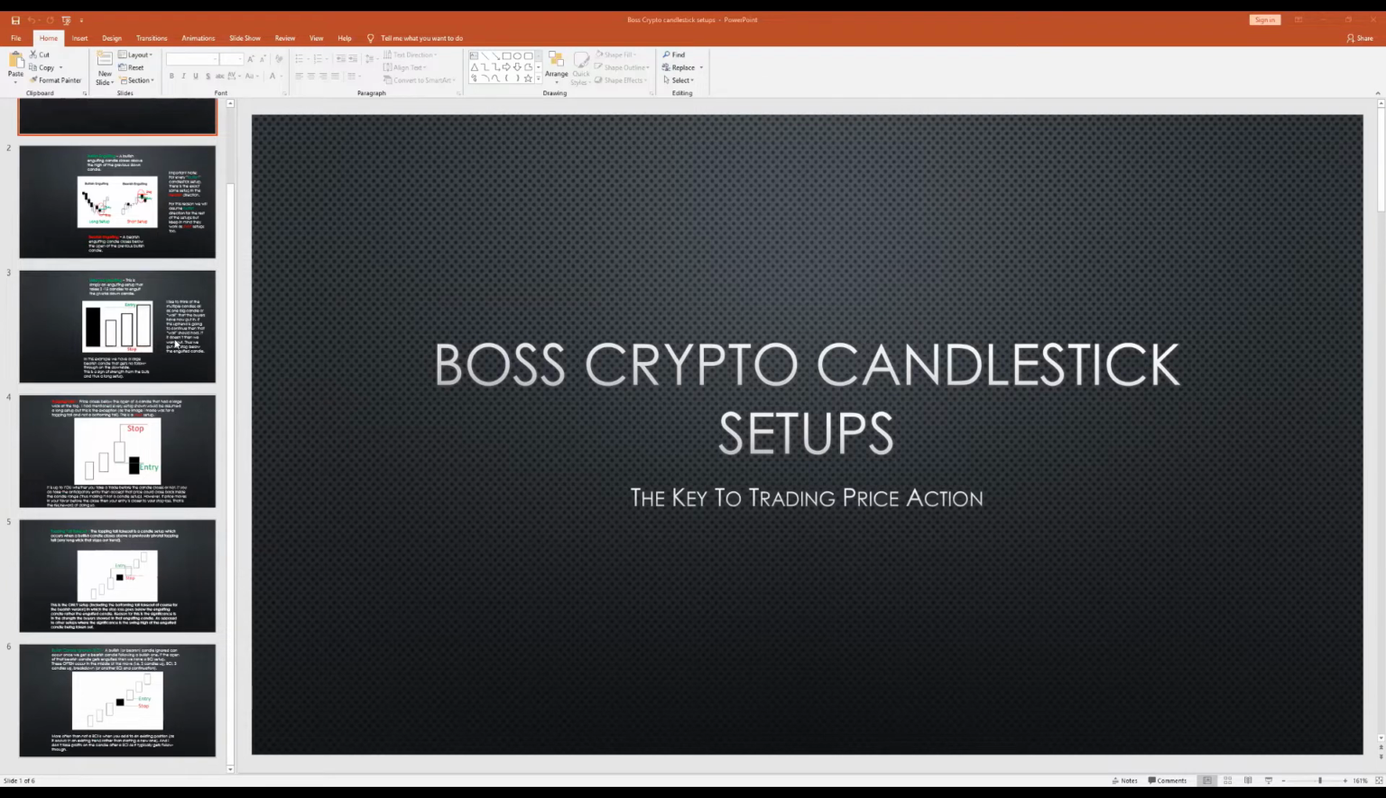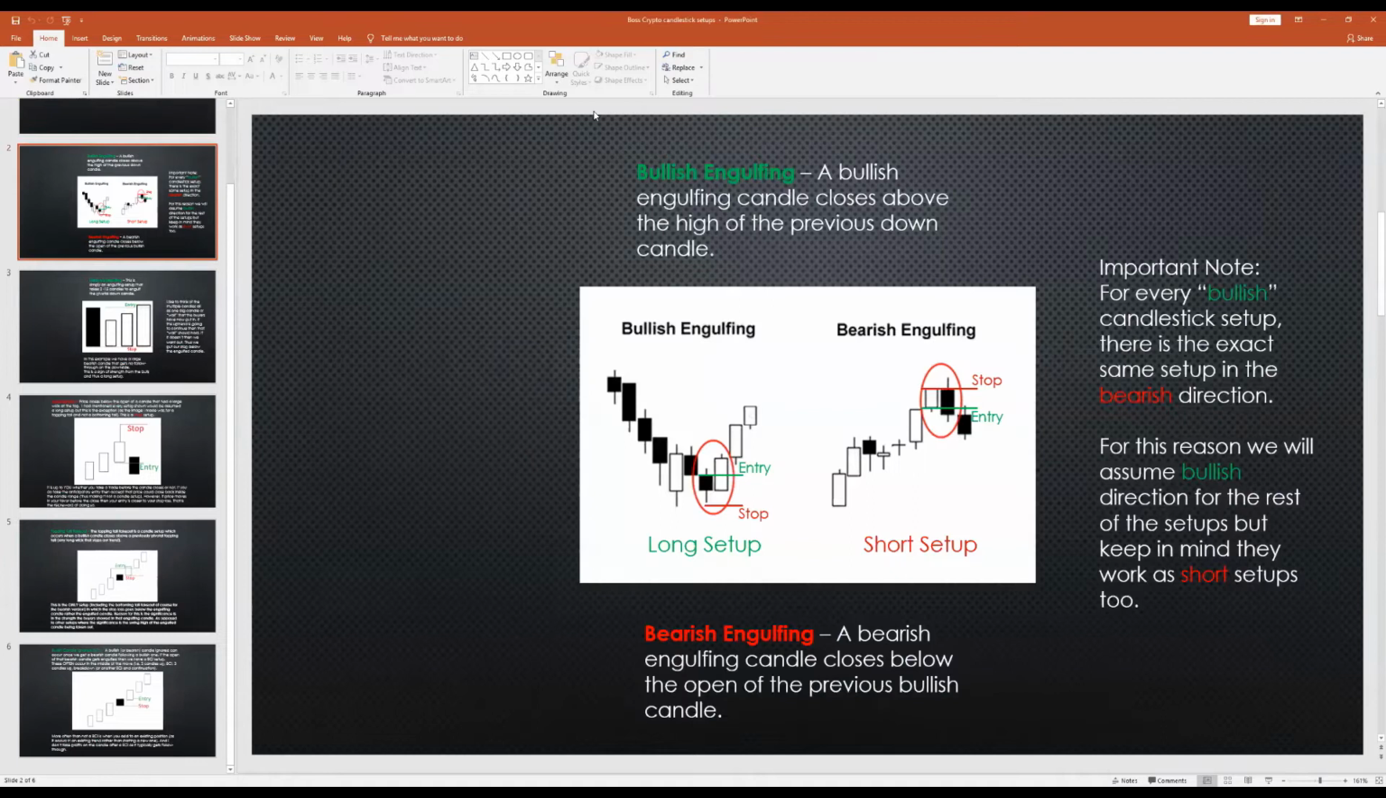So we'll start with the engulfing setups. And really, I find almost every candle setup is a variation of an engulfing setup. So if you can only take something away from this, pick up what an engulfing setup is, okay?